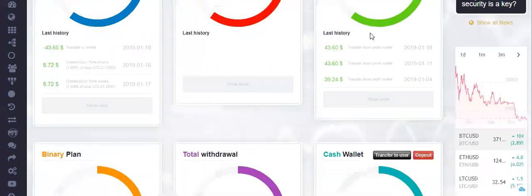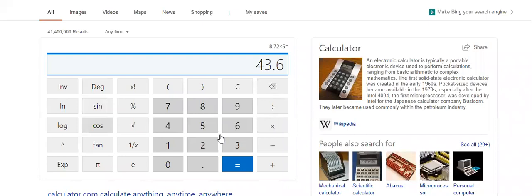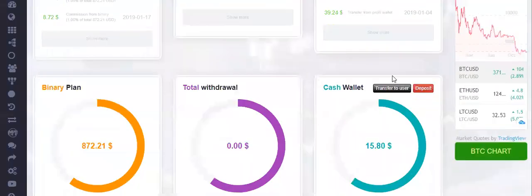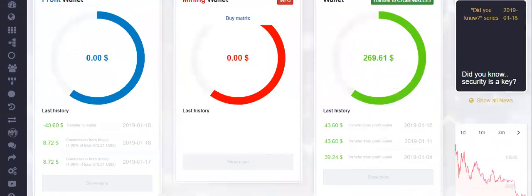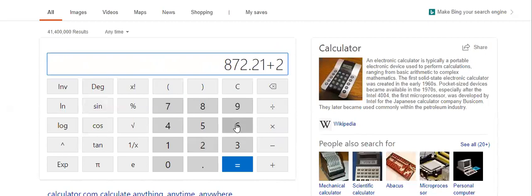Now, once I verify my account and my ID, guess what? That $872.21, let's look at this, $872.21 plus that $269.61 equals $1,141.82.